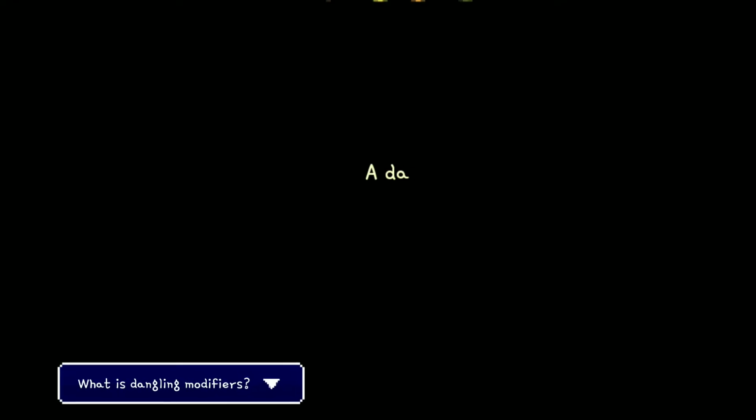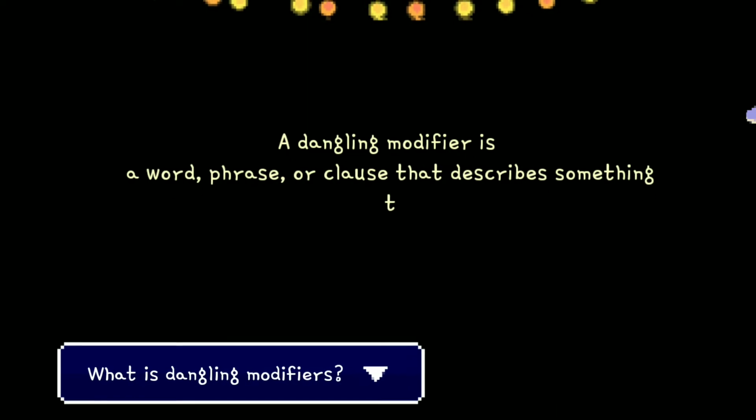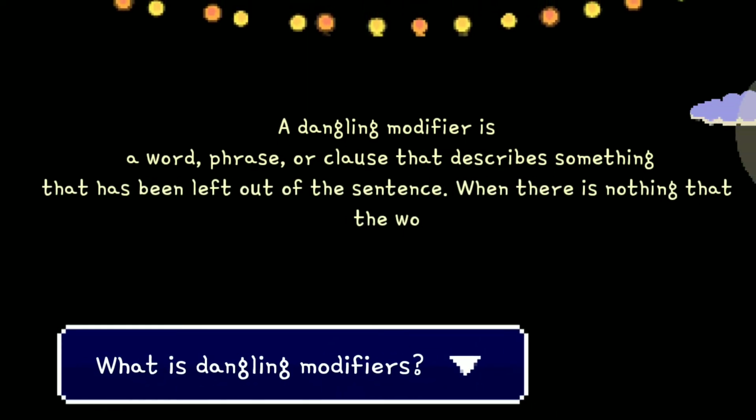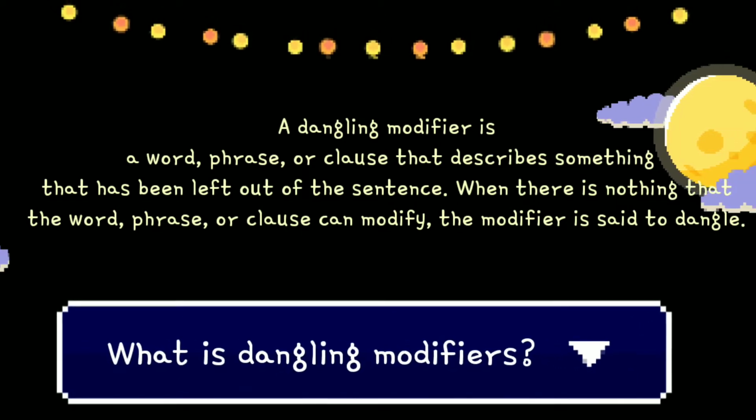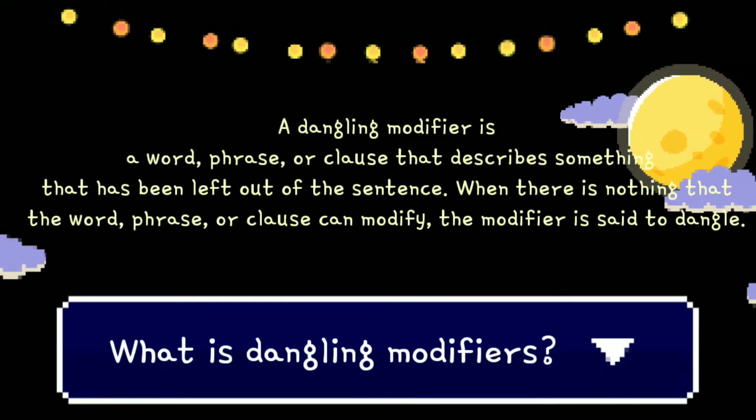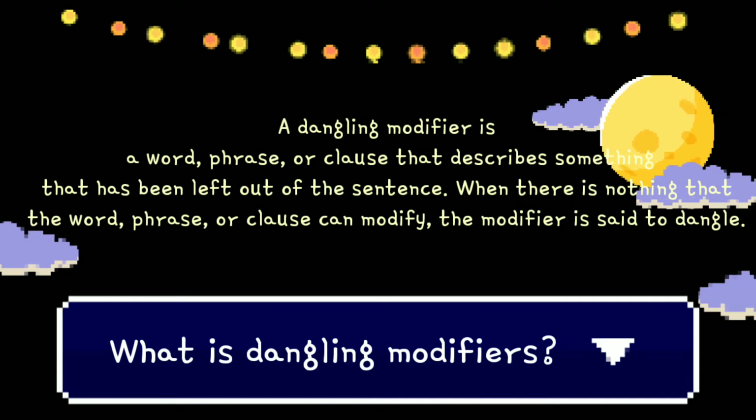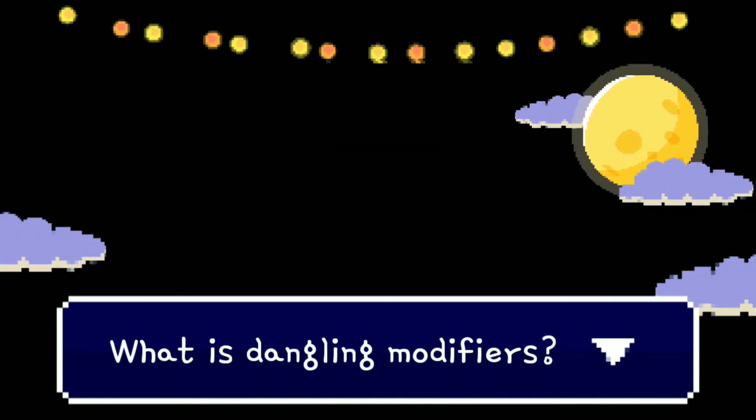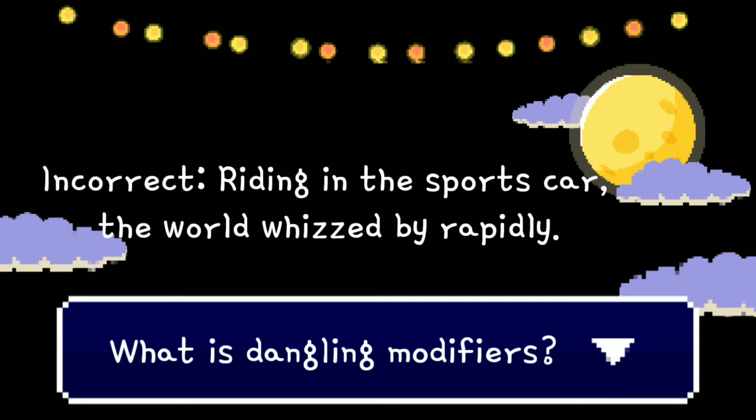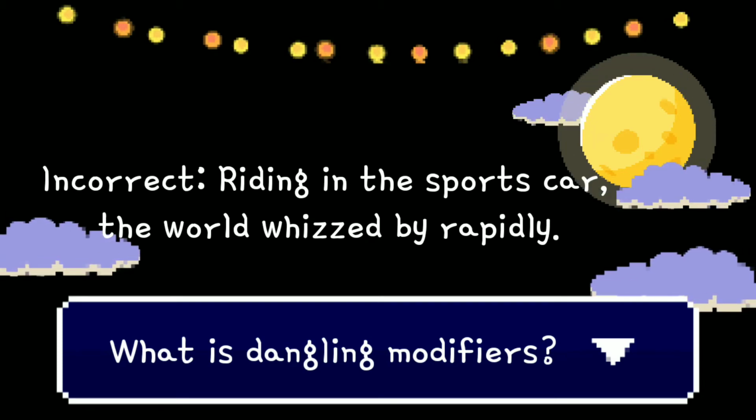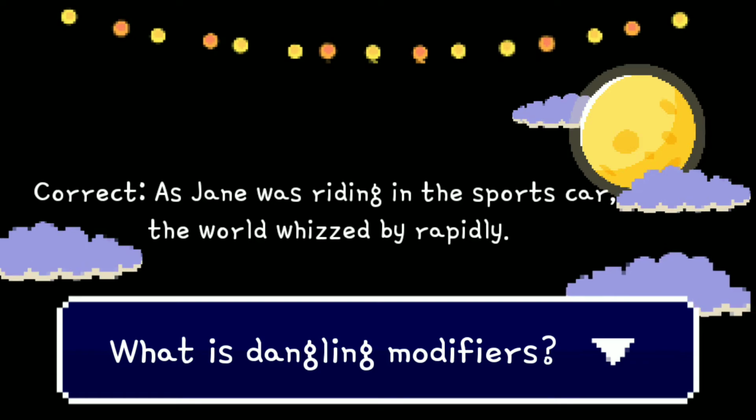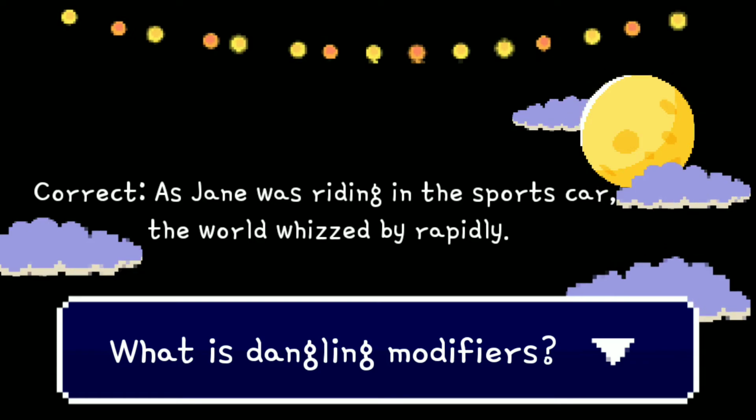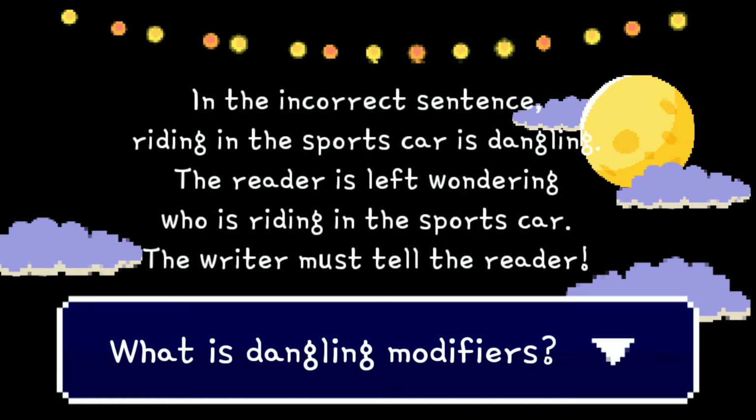So what is a dangling modifier? A dangling modifier is a word, phrase, or clause that describes something that has been left out of the sentence. When there is nothing that the word, phrase, or clause can modify, the modifier is said to dangle. Example: riding in the sports car, the world whizzed by rapidly. The correct answer is, as Jane was riding in the sports car, the world whizzed by rapidly.